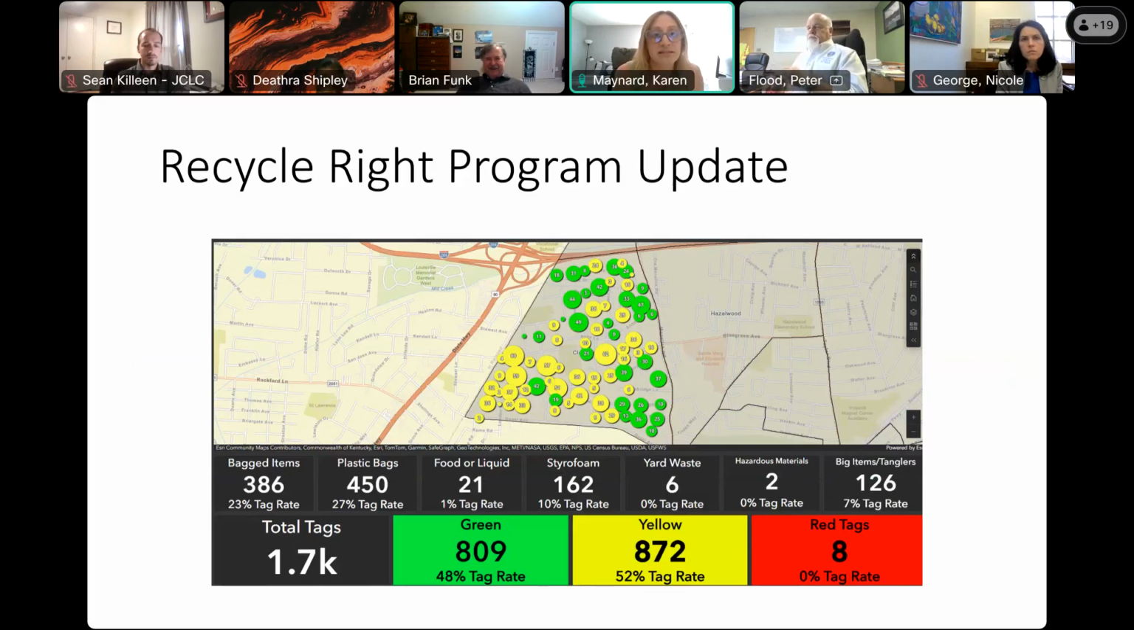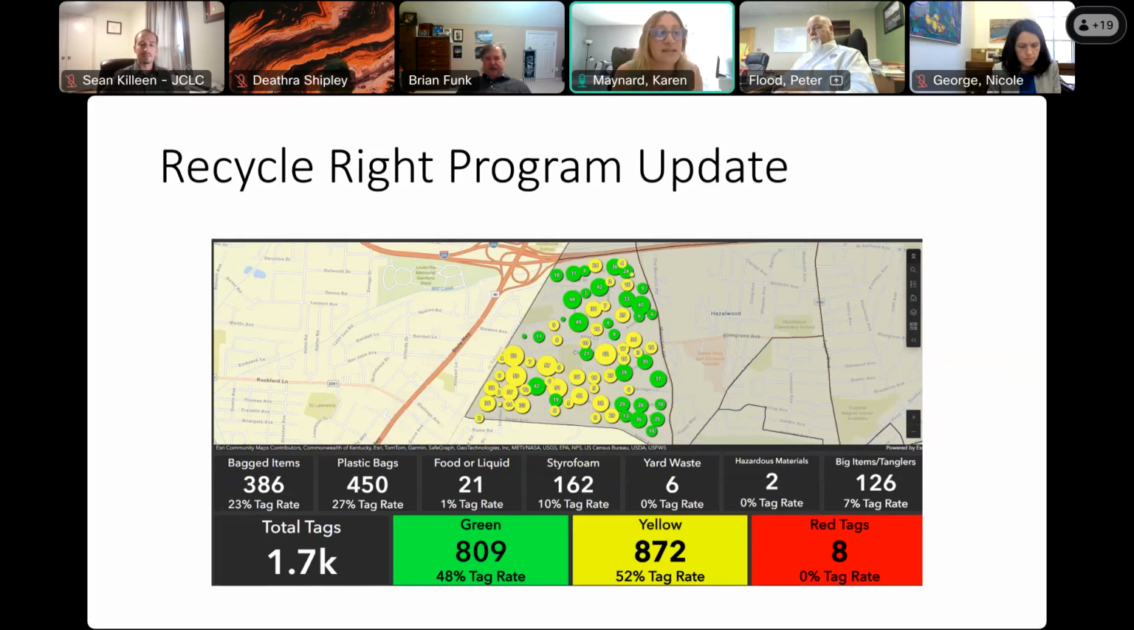The yellow tag says oops. Basically we collected this time, but we check off what we saw. So if the crew saw, you know, plastic bags and stuff in there, then we check that box. And then on the other side, it of course says what we want. And then red tags, you can see we only gave 8 in this time period, which was several months.